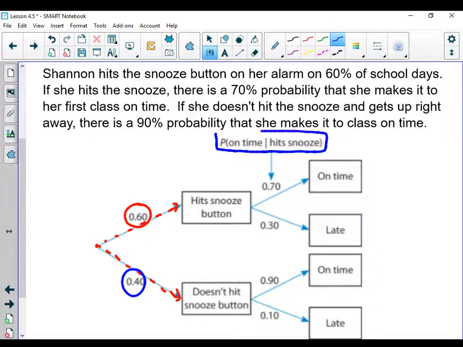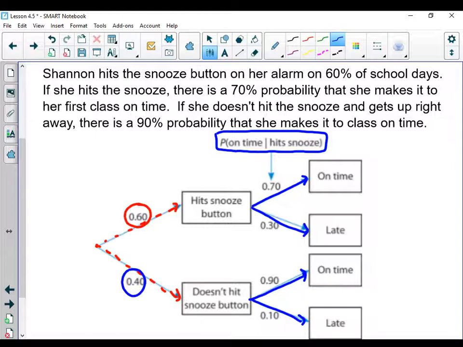First of all, what's the probability that she makes it on time, given that she hits the snooze? So from that option of hitting the snooze, they said 70% of the time she makes it on time. So that's why that's 0.70, which means the other 30% she's late. Versus down here, if she doesn't hit the snooze, 90% of the time she makes it on time. The other 10% she's still late. That's an example of a tree diagram.